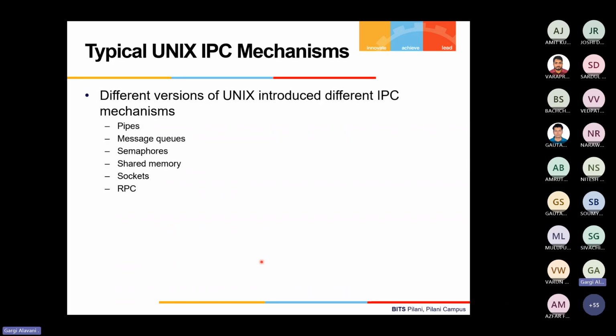There are different types of inter-process communication mechanisms available, specifically in Unix, such as pipes, message queues, semaphores, shared memory, sockets, and RPC. We'll see each one of them and then go into detail for some of them.